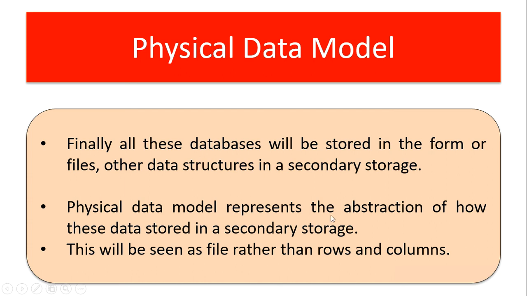A physical model represents an abstraction of how this data is stored in secondary storage. This will be seen as files or data structures rather than rows and columns or a table or a database. So I think you can see the difference between a rows-and-columns view and a file view. It will be seen as a file in the physical data model. So a physical data model will not know what the table name is, what the columns are, what the rows are, what the primary key is, everything. It will completely see this entire database as a single file, for example.